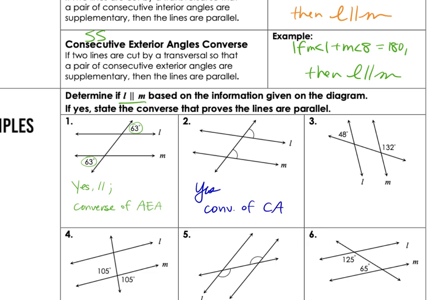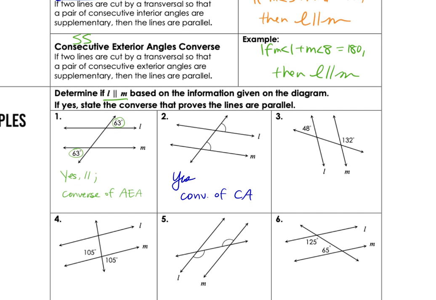Okay, so whenever it says determine if lines are parallel, you're using a converse. If it says determine if the angles are congruent or supplementary, you're using the original theorem. Okay? How about number 3? Are those parallel?